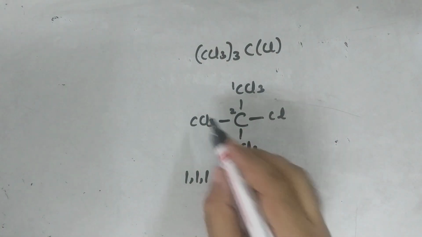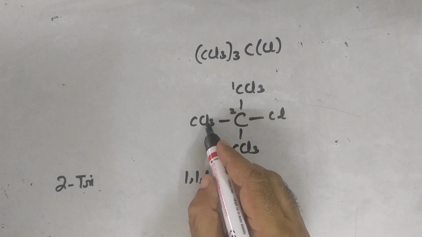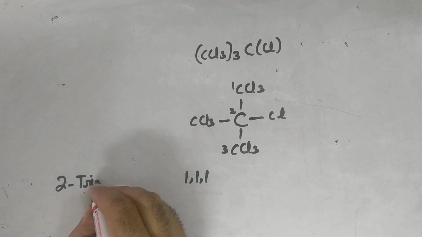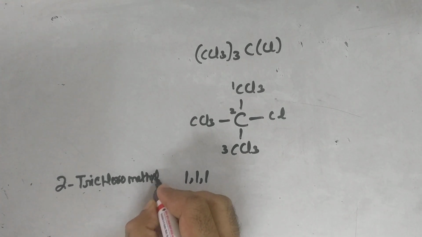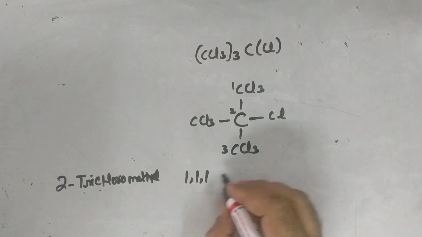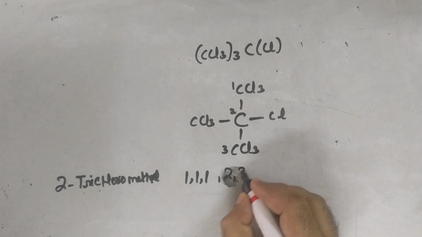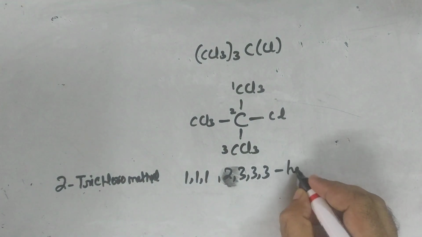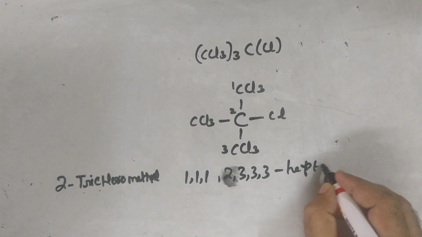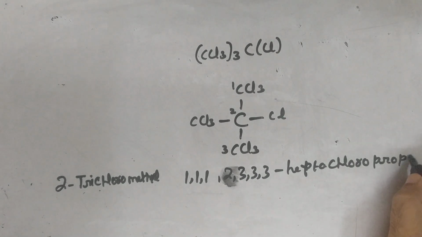Before that we can write this 2-trichloromethyl. If it is CH3, it will be called methyl. It is all the 3 hydrogens replaced, so it is trichloromethyl. So 2-trichloromethyl. Then we write all these things. 1, 1, 1, then 3, 3, 1 and 2, then 3, 3, 3. How many chlorines? 7. So heptachloropropane. Lot of halogen present in this compound, derivative of propane.